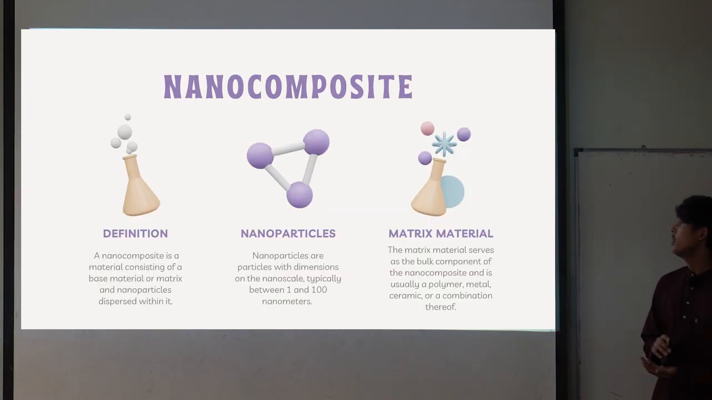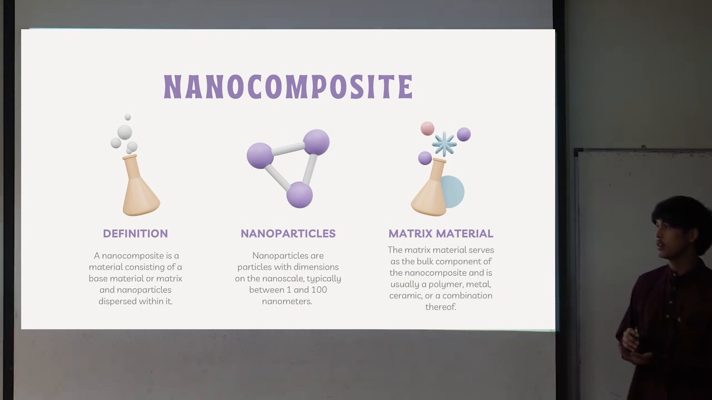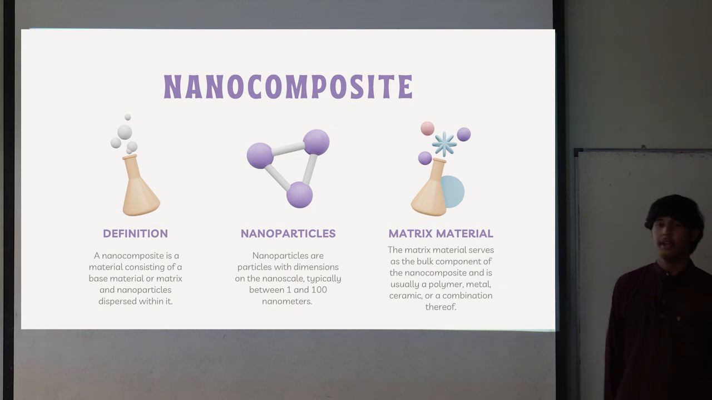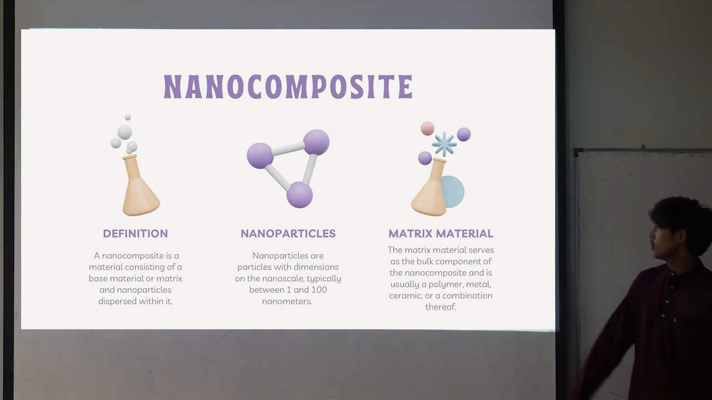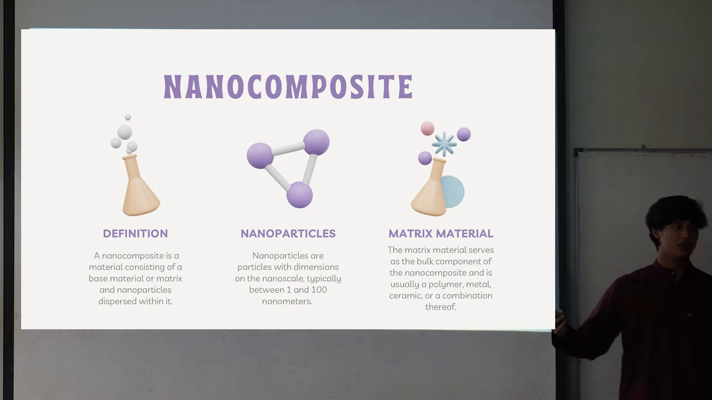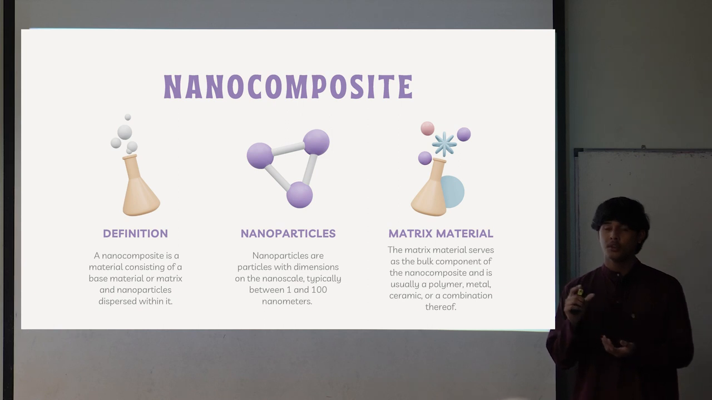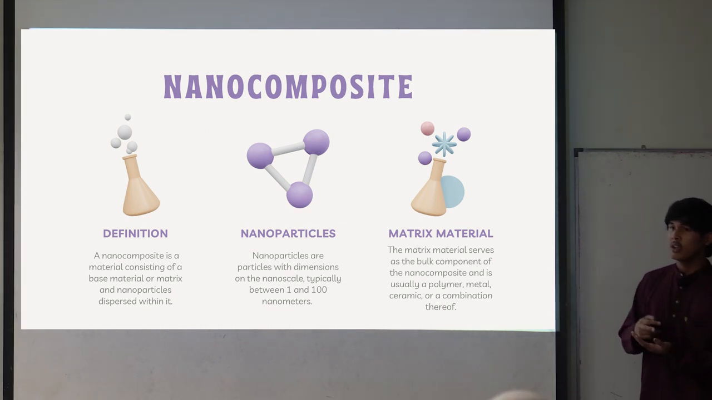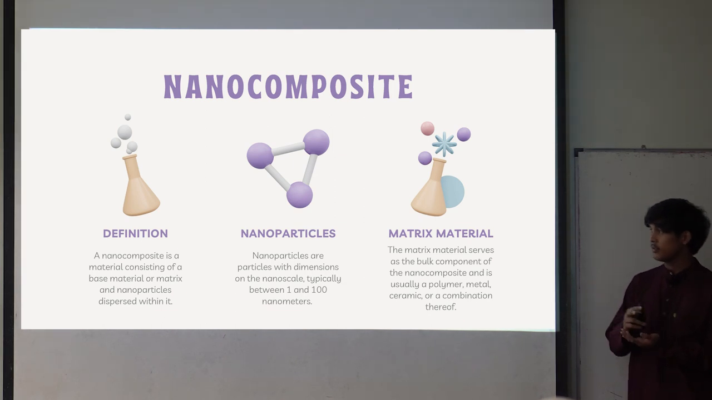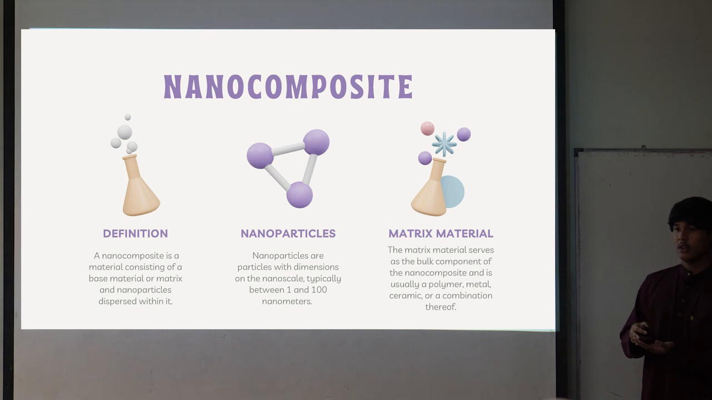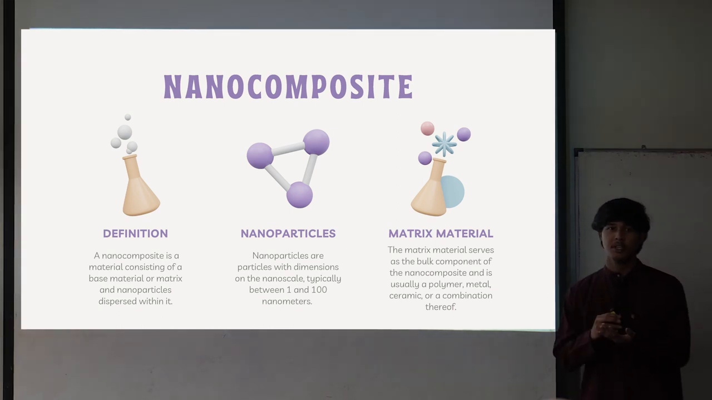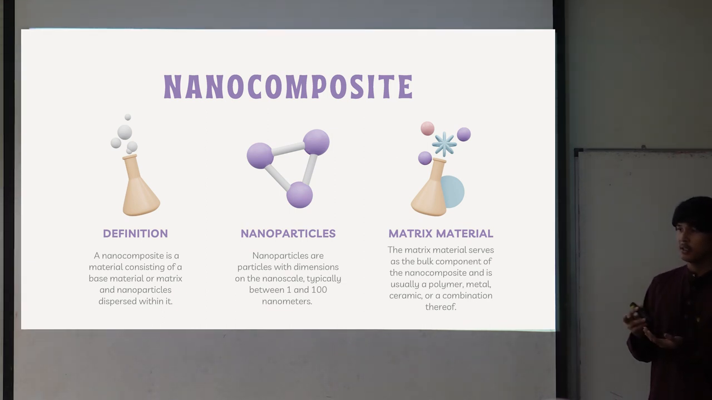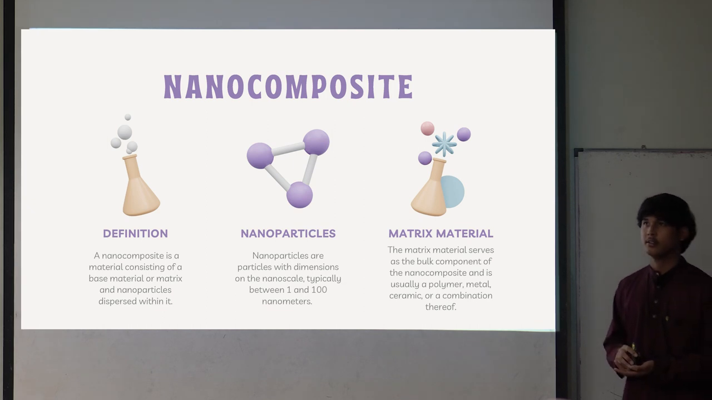So number one, definition. Nanocomposite is a material that consists of a base material or matrix and nanoparticles dispersed within it. Number two, nanoparticles. Nanoparticles are particles with dimensions on the nanoscale. So basically, we all know nanoscale, right? Nanoscale is between 1 to 100 nanometers. They can be derived from several materials, for example metals, polymer, ceramic, and carbon-based material, like nanotube and graphene.